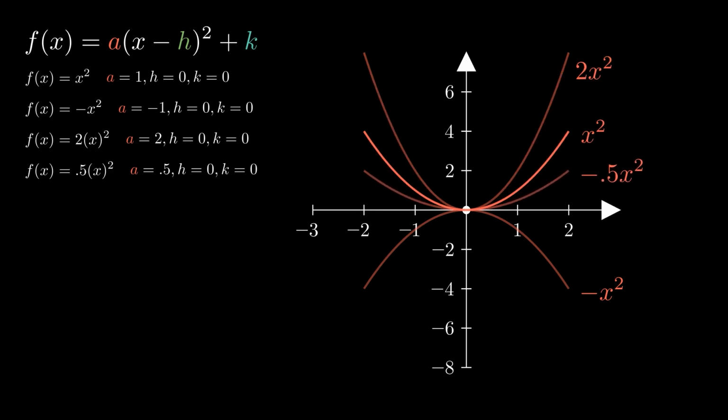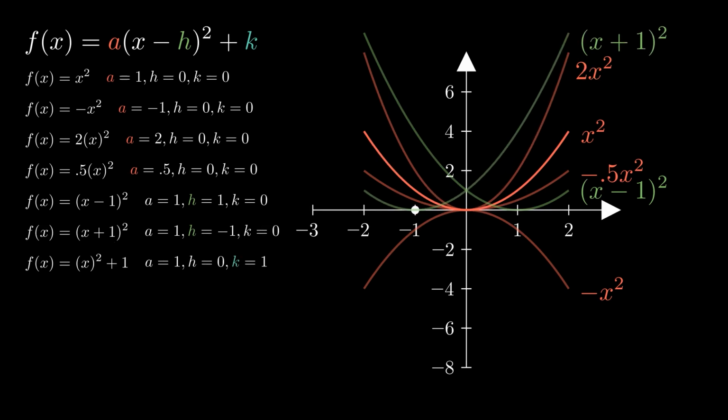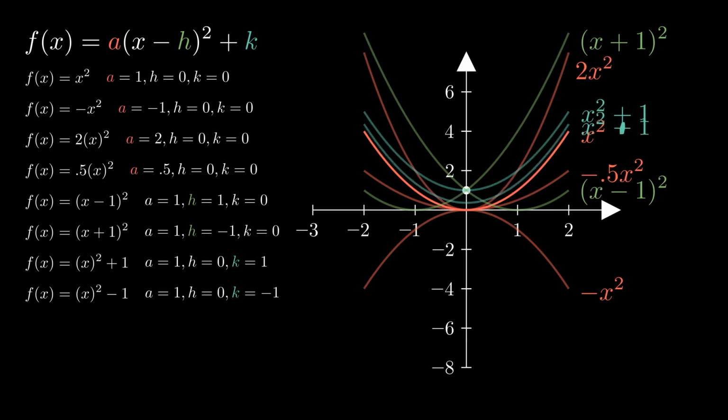Next, let's see how changing the vertex constants affects the graph, starting with h. If we increase the value of h, the parabola will shift to the right, thereby changing the location of the vertex as well. If we decrease the value of h, the parabola will shift to the left. If we increase the value of k, the parabola will shift up. And if we decrease the value of k, the parabola will shift down.